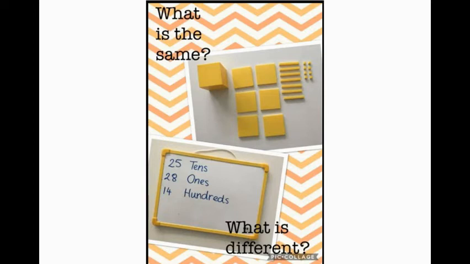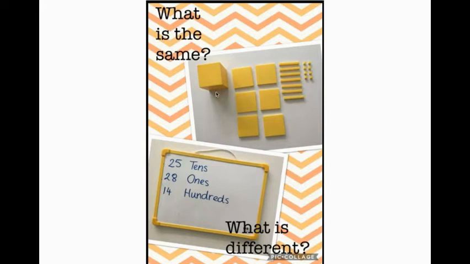Hey, you guys. So we have been working with place value and rounding and comparing and ordering numbers. And so what I want us to do is take a second to look at two different representations of numbers and figure out what is the same and what's different. So get your math journal out, look at this base 10 representation, and draw it on your paper real quick.